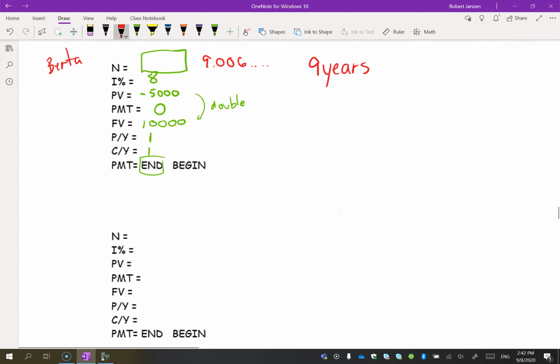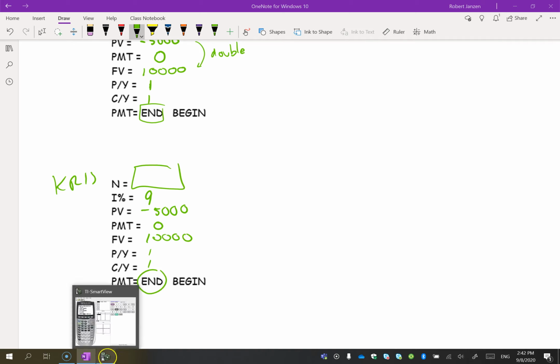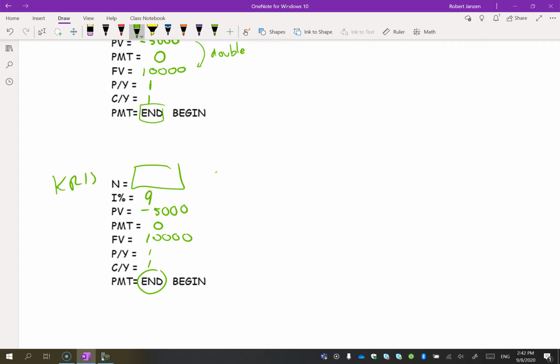Okay, why don't you pause it there, and try to fill in what it's going to be for Chris. Everything should be the same, except for the interest rate. So let's go here, and now we're just going to change this to 9. Go back up here and press alpha, enter. And you can see it's going to be 8.04, which we'll say is 8 years.